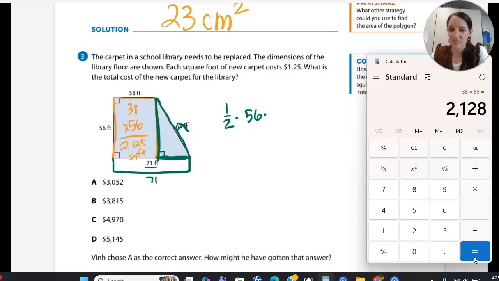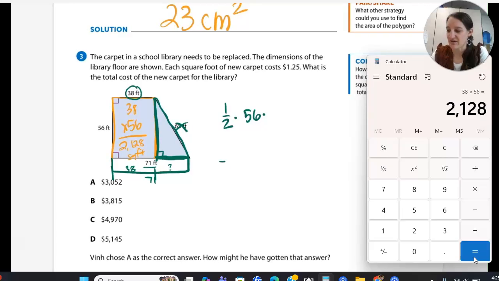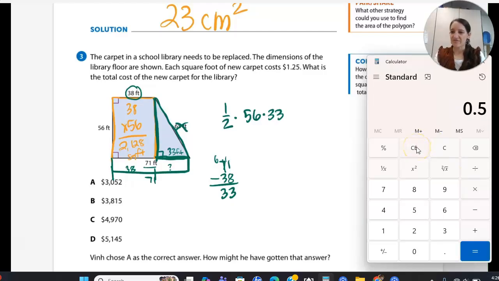So if this is 71, what I'm going to do is I'm going to realize that this part is 38. So 38 plus what gives me 71? I'm going to work backwards to figure out what is left over. 10, 11, that's 3, 3. Okay, so this is actually 33 feet. So now I can plug that into my calculator. It'll be 0.5 times 56 times 33. I get 924.